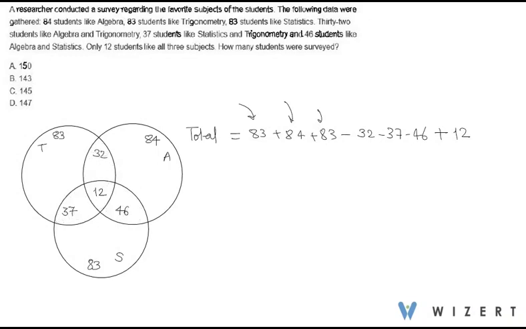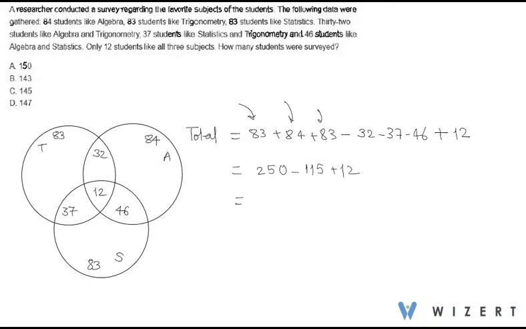Now let's calculate the total number of students who were surveyed. So 83 plus 84 plus 83. 3 plus 4 is 7. 7 plus 3 is 10. 8 3s are 24 plus 1 is 25. So this is 250 minus 32 plus 37 is 69. 69 plus 46 is 9 plus 6 15. 6 plus 4 10 plus 1 11. So minus 115 plus 12.